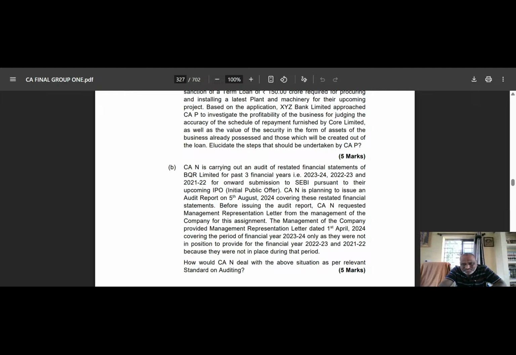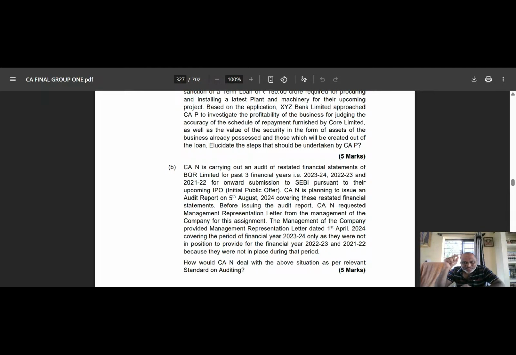In question number 3B, CAN is carrying out an audit of the restated financial statements of BQR Limited for the past 3 financial years: 2023-24, 2022-23 and 2021-22, for onward submission to SEBI pursuant to their upcoming IPO, initial public offer.